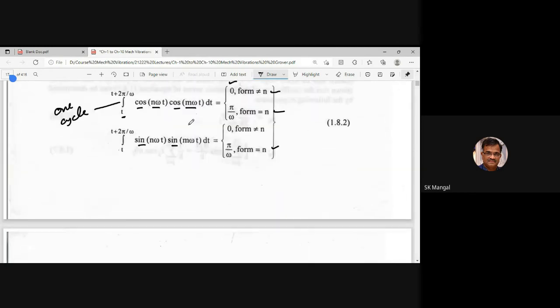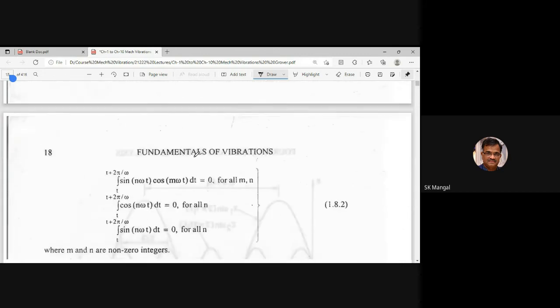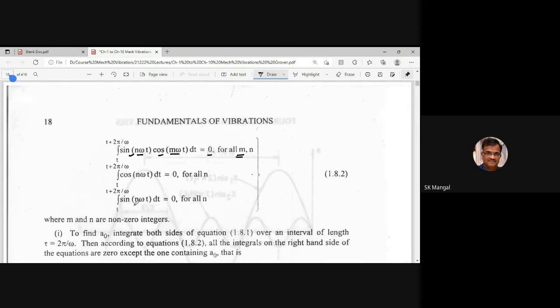Then the next formula is basically cos and sine, and then sine and cos, again with n omega t and m omega t. Again, for one cycle it will be equal to 0 for all values of m and n. Then for this formula, again for one time cycle, it is equal to 0 when it is cos only and sine only. And for these two formulas you have a 0 value for all values of n.